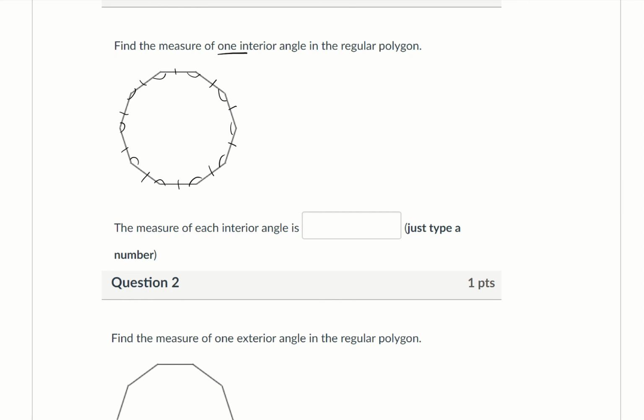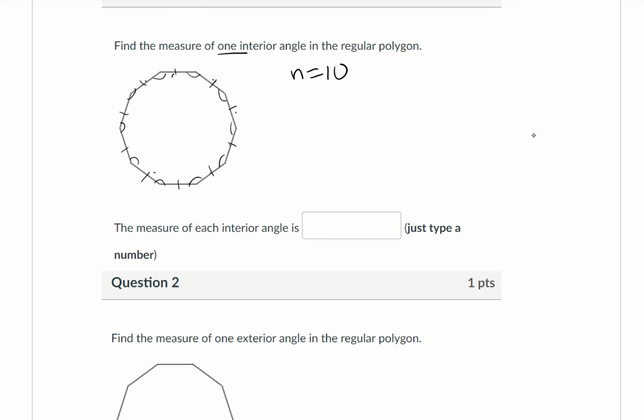We do know that this polygon has, if you count the number of sides, 1, 2, 3, 4, 5, 6, 7, 8, 9, 10. So it looks like a decagon of sorts. And so we know it has 10 sides, so n is equal to 10.